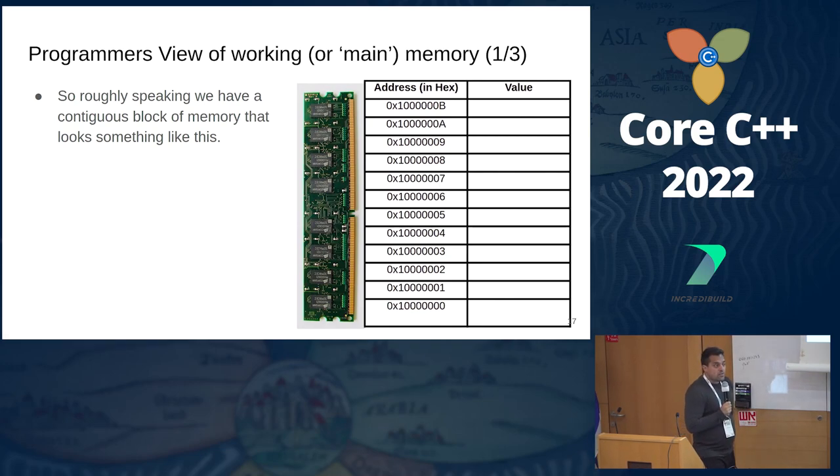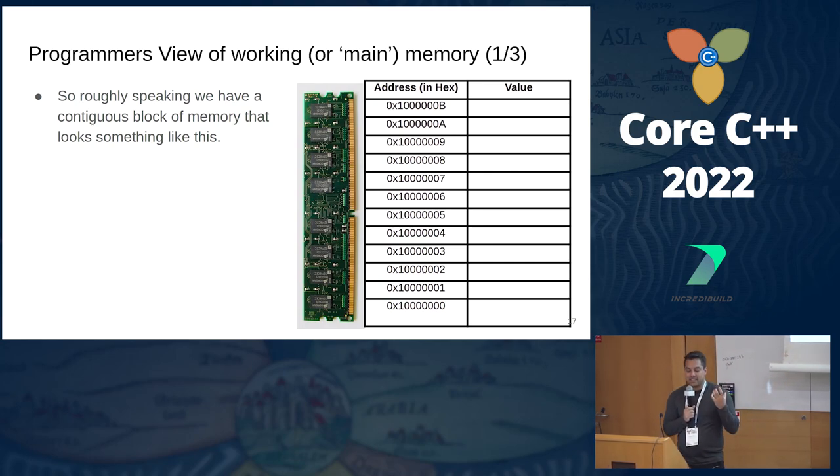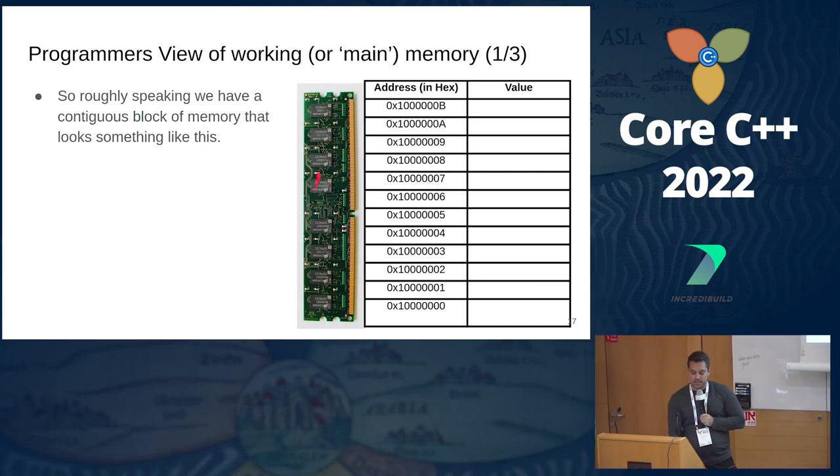So here's our view as a programmer, for the most part, of main memory. At least most of the time when I'm programming and not thinking about performance or optimizations, this is how I view things. I have one of these sticks of RAM here, my working memory, and it goes from some address up to some other address. And I can store some information in here.